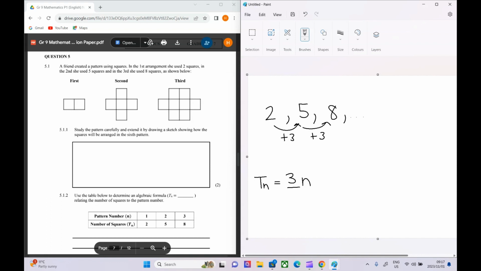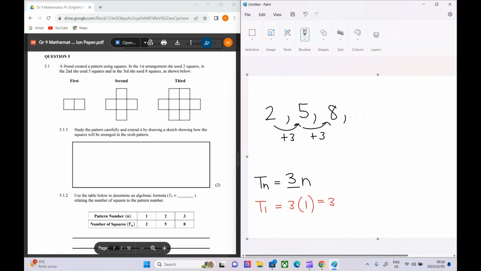So if it's the first pattern, the second pattern, the third pattern. So let's do a few tests to try see what that next number is. So if we wanted the first term, so t1, we're going to go 3 times 1 would give us 3.